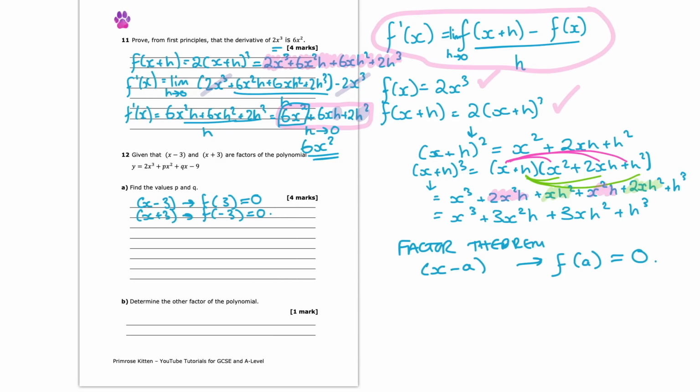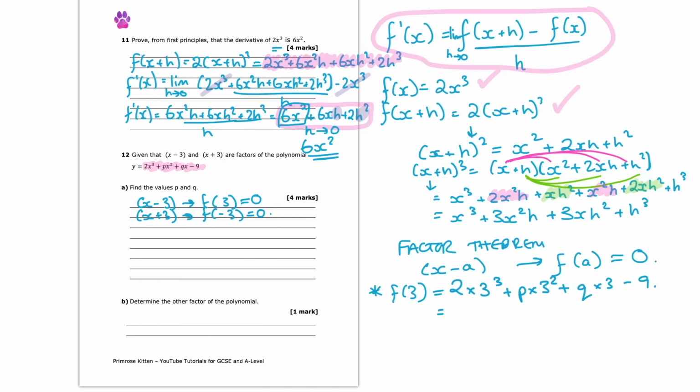Now this is really helpful for this question because if we substitute those values in, we will end up getting a pair of equations that in all likelihood we'll be able to solve simultaneously. So let's start with substituting 3 in. If we go to the original equation, because this is what we're substituting it into, we would get 2 times 3 cubed plus p times 3 squared plus q times 3 minus 9.